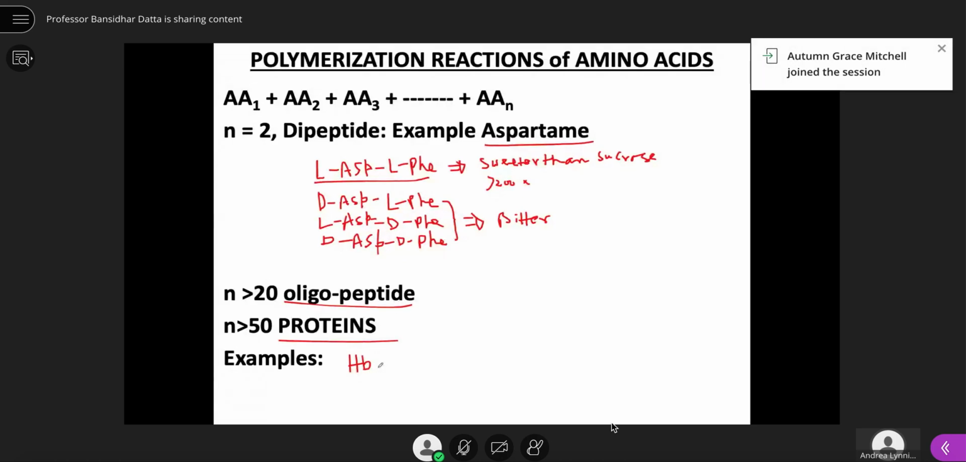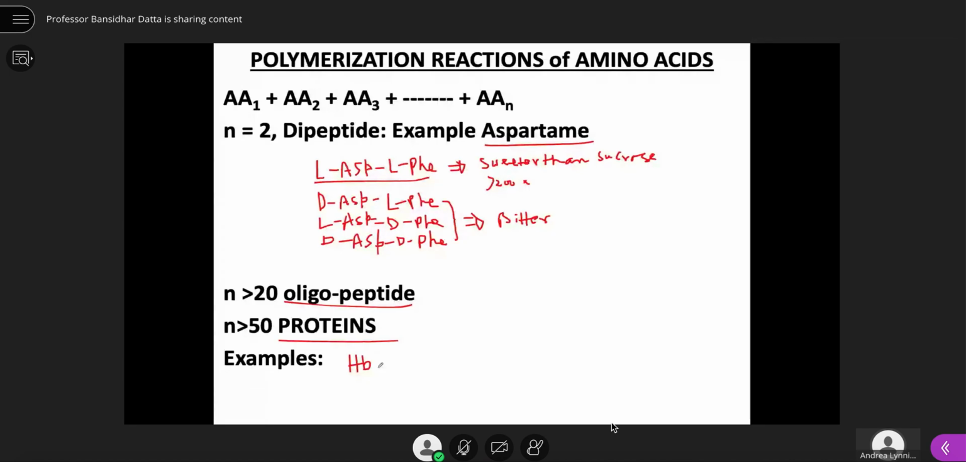So you're pretty much saying that when it's more than 20 amino acids, it's named oligopeptide? That is correct. Okay, thank you. And if it's greater than 50, it is a protein. An example of proteins, there are many.